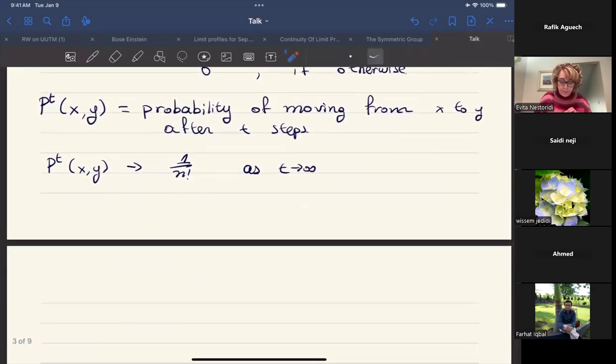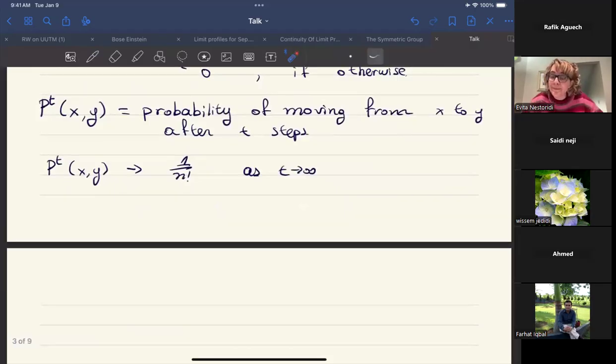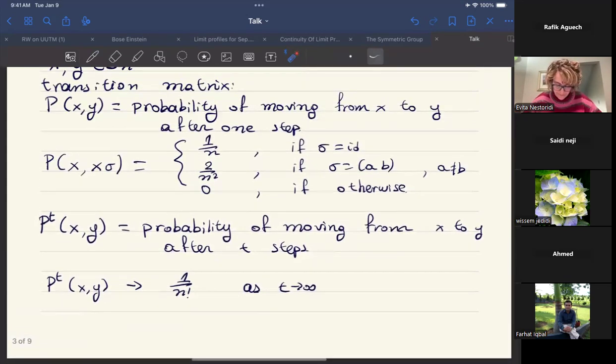Sorry, just a small question. Why 2 over n squared? Can you explain again the probability 2 over n squared?